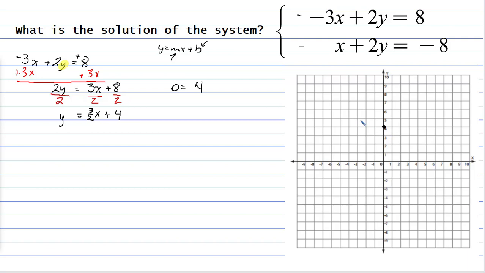And then from there, I am going to rise 3, go right 2. Rise 3, go right 2. And I can also go backwards, the same idea. Fall 3, go left 2. And I'm going to go ahead and draw in the line that goes through those points.